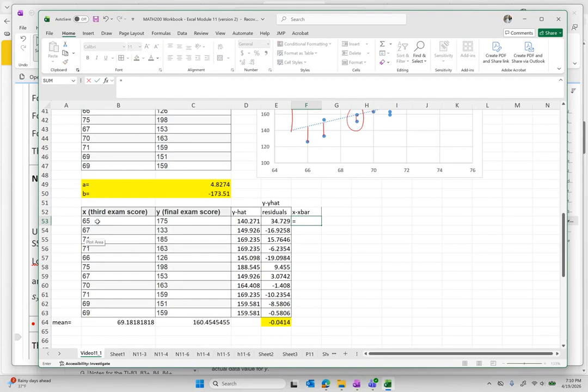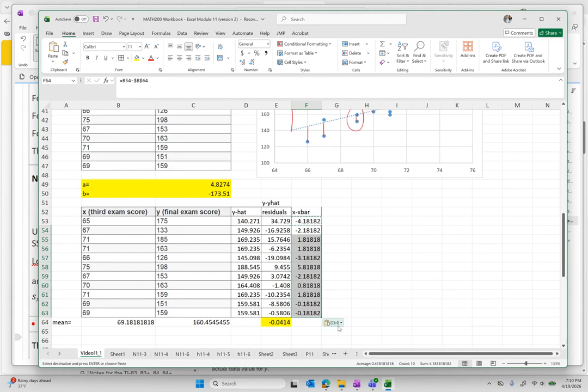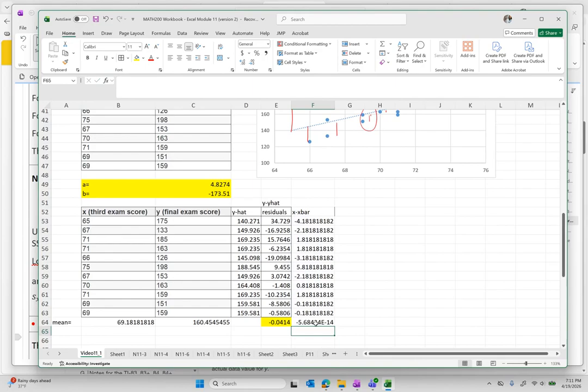equals the value of x minus the value of x bar, which is in cell B64. I want this B64 to stay the same, so I'm going to use the dollar sign. So let's copy this. If I have done a good job, the sum of those distances of the x values from their mean should be 0. This -5 times 10 to the -14 is a 0, so I'm good enough. That's good enough for me.